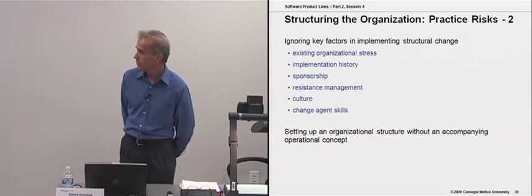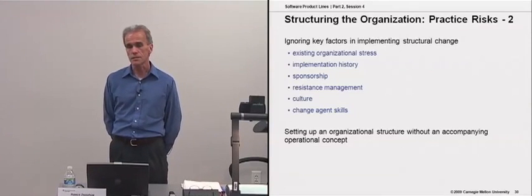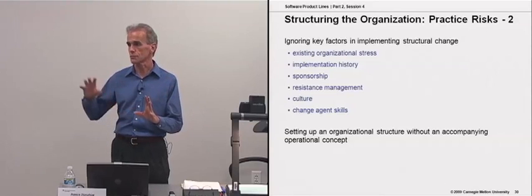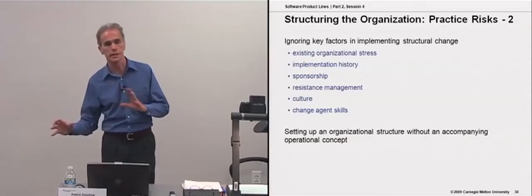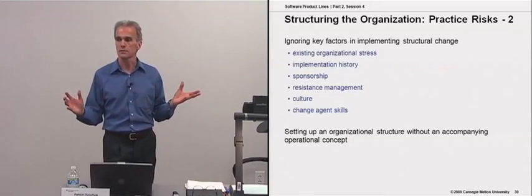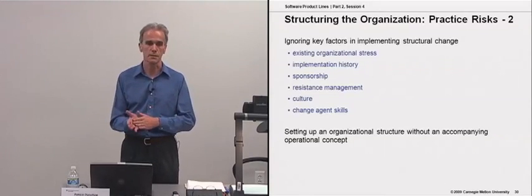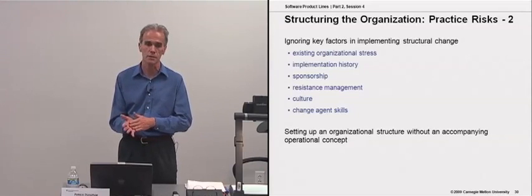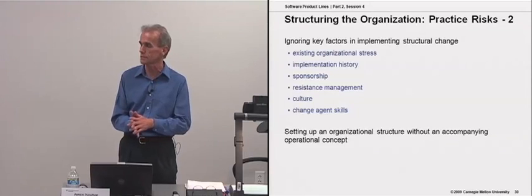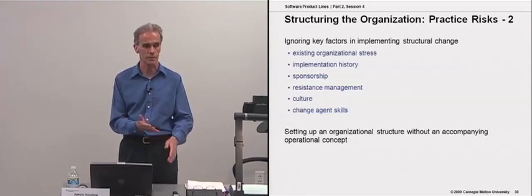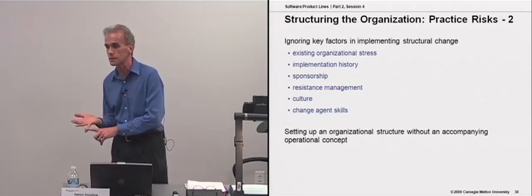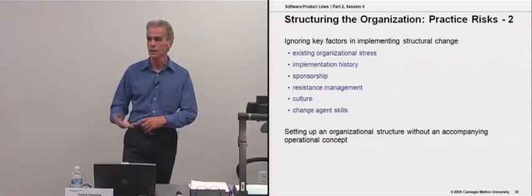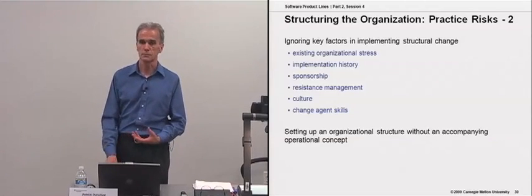And then finally, there's the whole idea of, we've created a new org chart that shows what the new organization is going to look like, but we've no idea what the boxes and lines mean on that org chart. We haven't come up with an operational concept. We don't understand the roles and responsibilities for each of these boxes. We simply have designated somebody to be the product line manager, somebody to be the product line architect, but we don't really know what those roles mean.